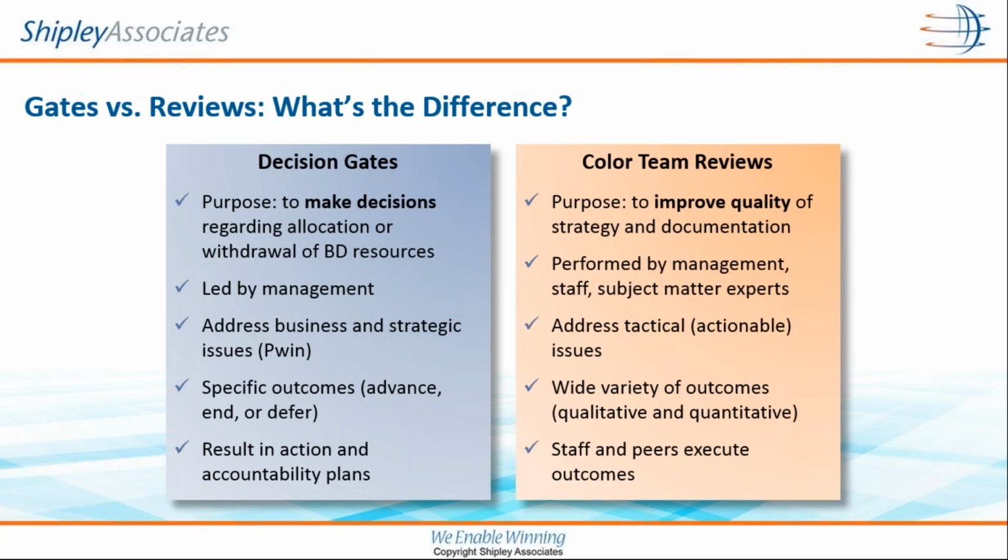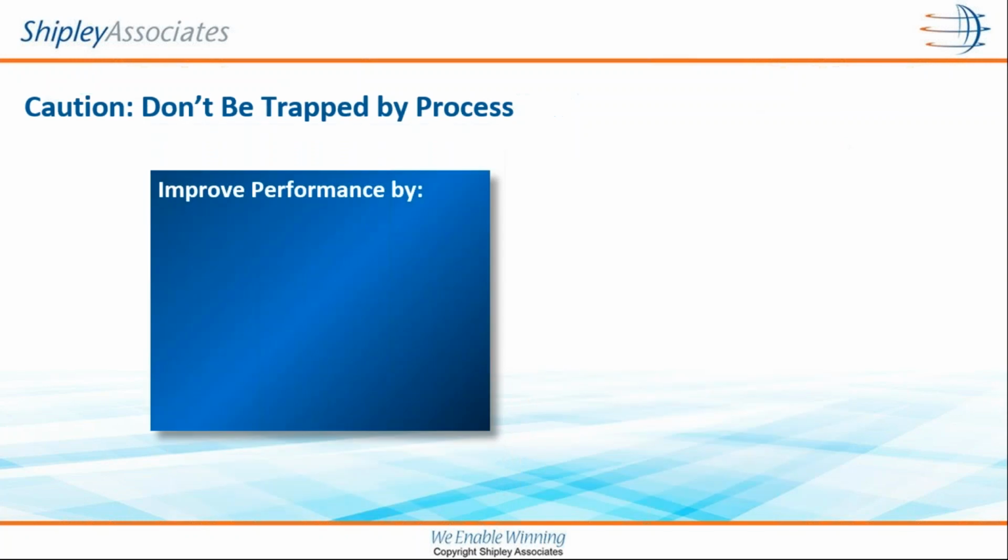A review, a color team review, as many of us know it, is a point in time where we review our strategy, or we're going to review our action plan or our documents if we're in the proposal phase. So this is the difference between decision gates and color team reviews as we go about the life cycle. We're going to show you a notional life cycle that some of you are familiar with and talk about these decision gates and these reviews at the various stages of the life cycle.